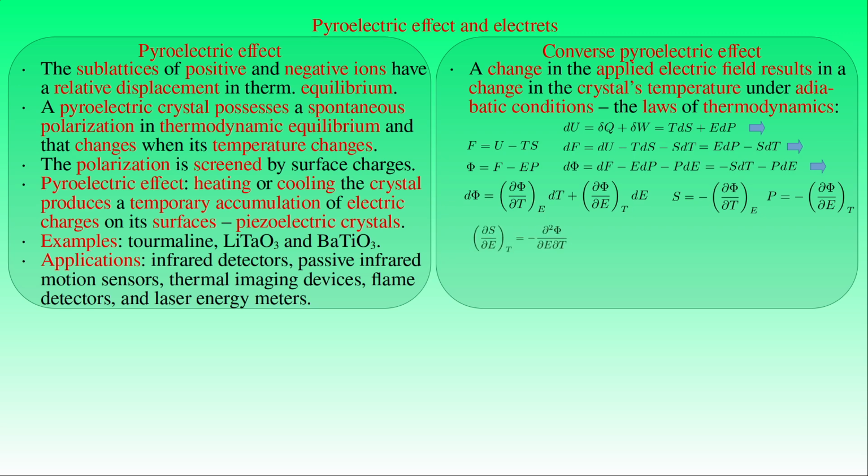Then the partial derivative of the entropy S with respect to the magnitude of the field strength E is given by the negative second-order partial derivative of phi with respect to E and T. If we interchange the order of the partial differentiation, we can write the right-hand side as the partial derivative of the magnitude of the polarization P with respect to the temperature T at a constant field strength E.